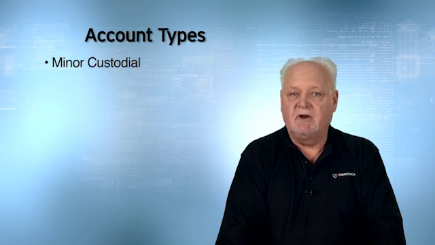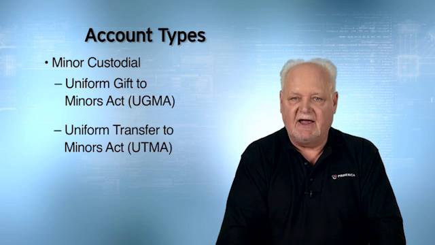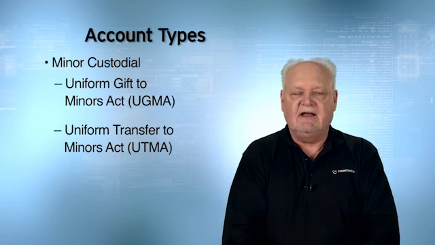We could instead open up a minor account. These are custodial accounts. Minor accounts would include the Uniform Gift to Minors Act and the Uniform Transfer to Minors Act, UGMA and UTMA. Let's take a look at some details here. Individual account. This is the simplest and most common type of account.